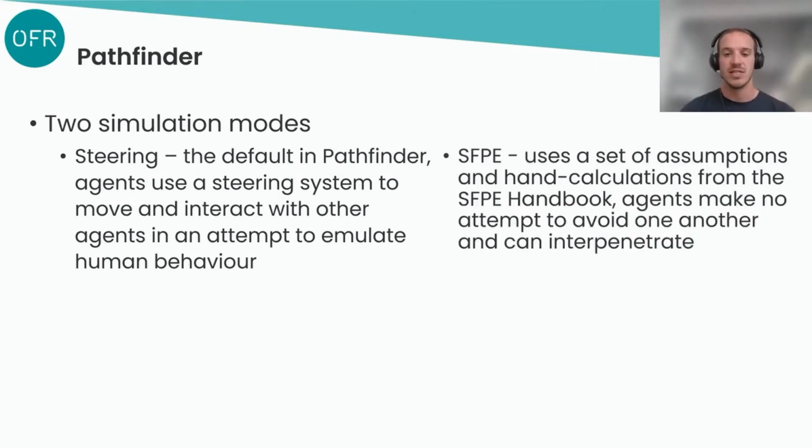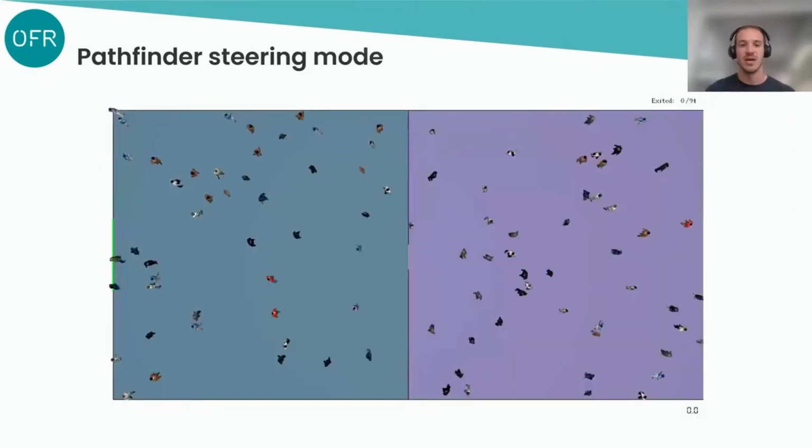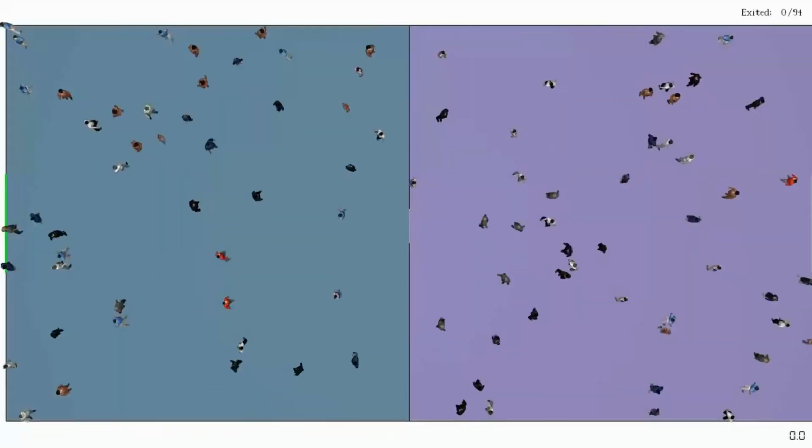The second mode is SFPE mode, which uses the same kind of hydraulic model as described previously, and hand calculations to work out the flow through constrictions. With this mode, agents make no attempt to avoid one another and can interpenetrate, which is where they'll just become superimposed in the same space within the model. And then the constrictions impose a flow limit and velocity as a function of the density in the space, and then discharge agents based on that flow. The trial arrangement was replicated in Pathfinder to compare the 2 simulation modes.